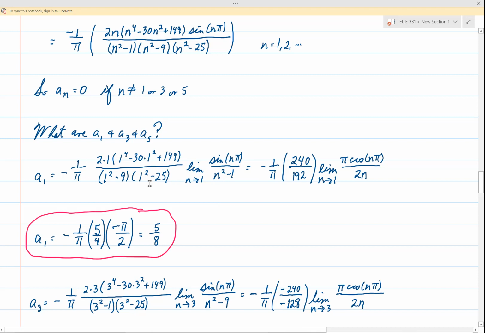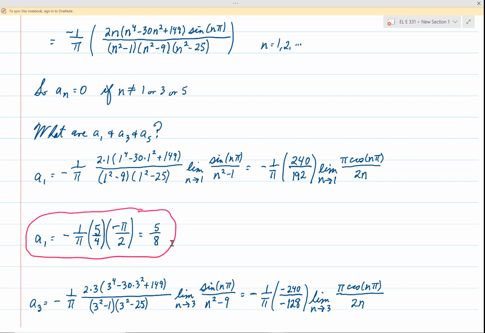Okay, we can evaluate all of this stuff to get minus 1 over pi times 240 over 192, and then using L'Hopital's rule for this, we get pi cosine of n pi over 2n, and take the limit of that as n goes to 1. And so when we turn the crank on all of this, we will get simply 5/8.